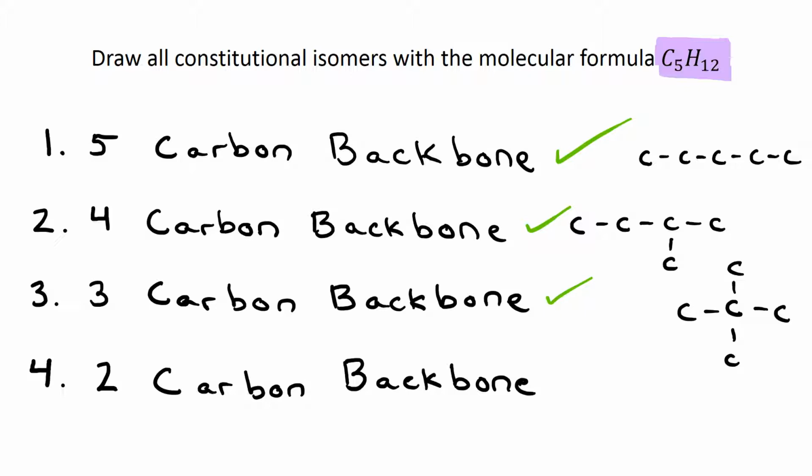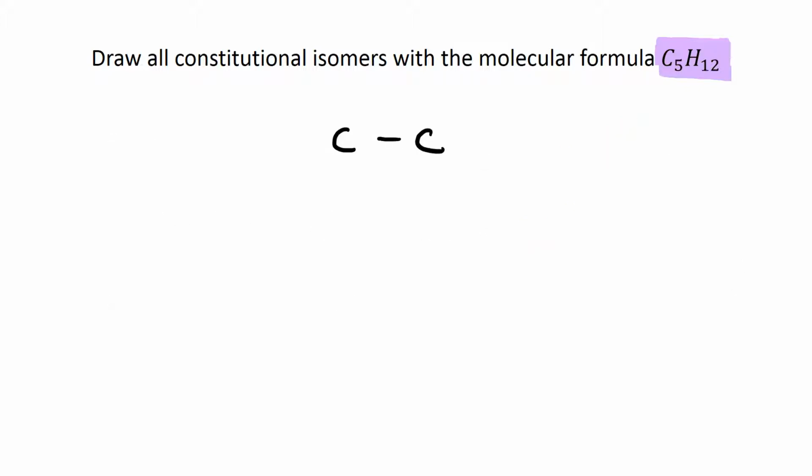Alright, last one. Let's try for a 2-carbon backbone. So we have 2 carbons. Notice that it is symmetrical down the center there. So anything I do to the right carbon is the same as doing it to the left. So I've used 2 carbons. I have 5 carbons total. What if I put the other 3 that I have left all together in a row next to the carbon on the right? Well, that gives me the 5-carbon backbone I started with.